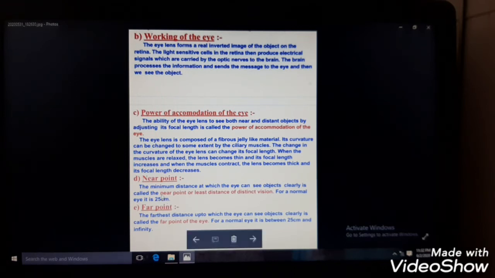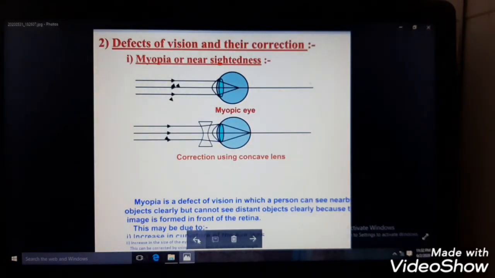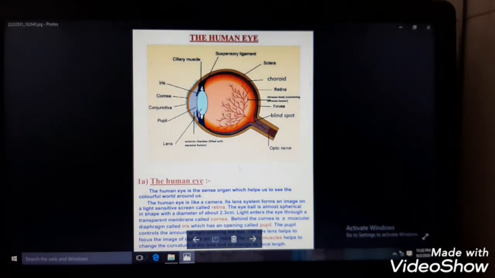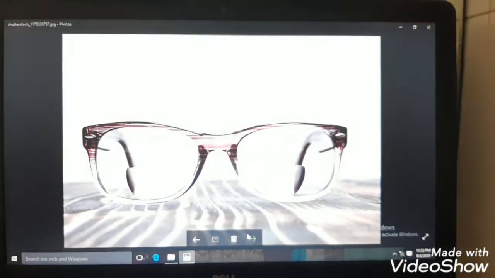Okay, so that is near point, the minimum distance at which the eye can see objects clearly, and the far point is the farthest distance up to which the eye can see objects clearly, that is infinity. So your range for a normal eye will become 25 centimeter to infinity. Clear? Then move to the next topic, that is defects of vision and their correction. Before that, let me tell you one thing, that this iris actually takes care of the amount of light that enters into our eyes.